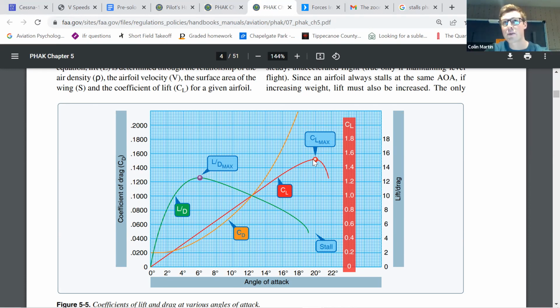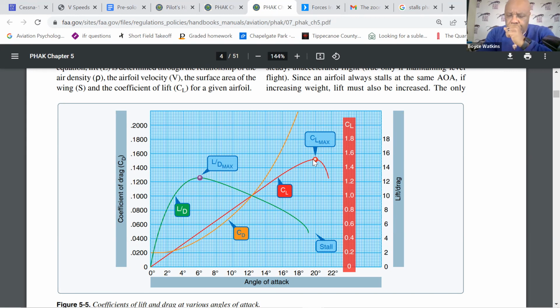And a lot of times there's these stalls called base to final stalls. So in our traffic pattern, we'll make a left turn in our last turn to get centered up with the runway before landing. A lot of people, because we'll be pretty slow by then, will stall during that turn.